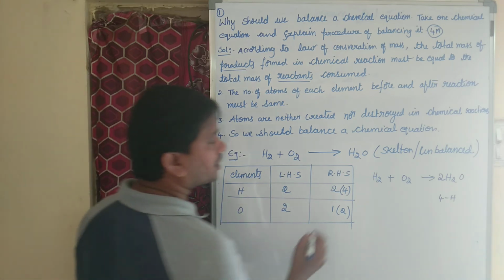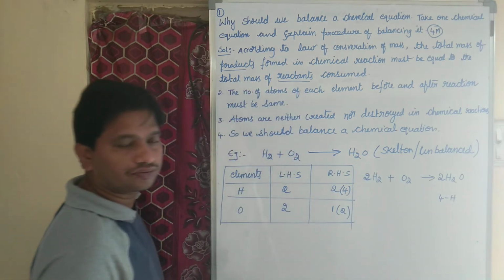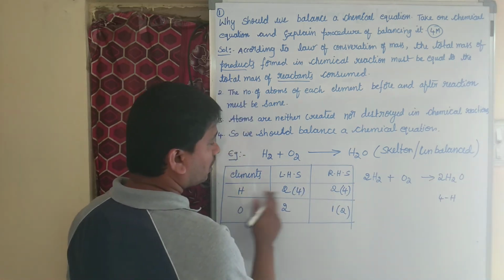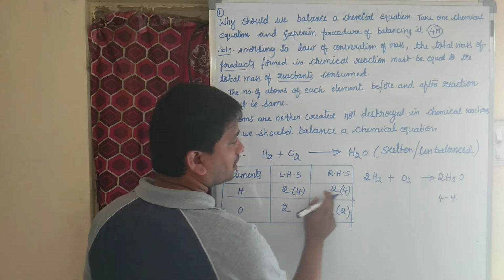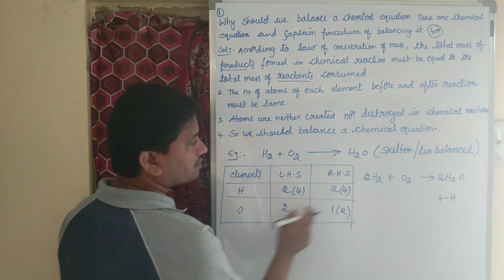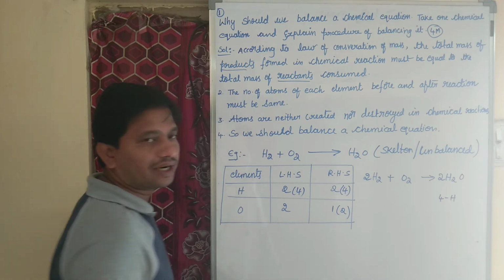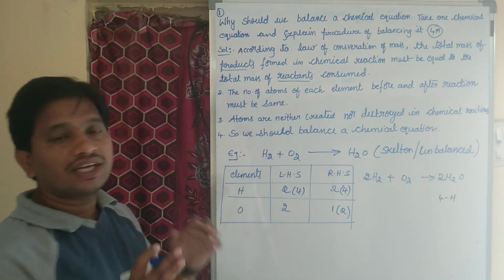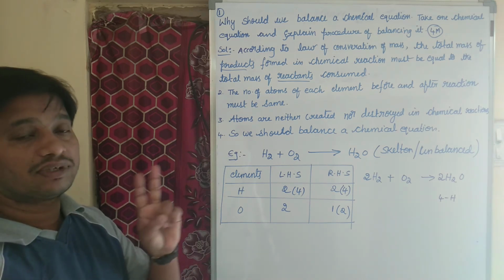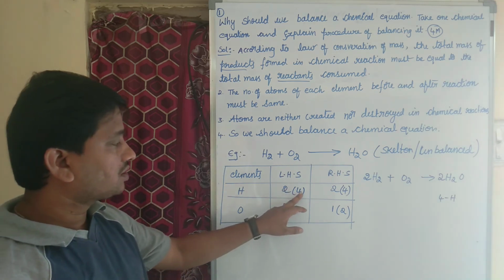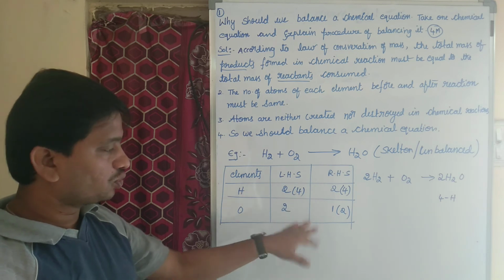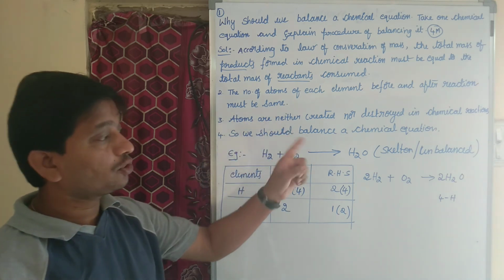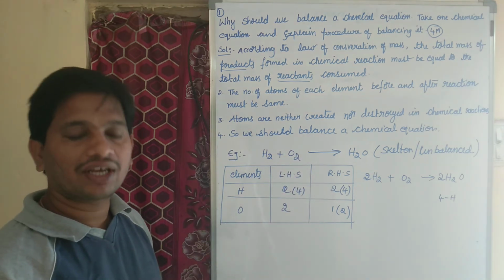So what I must add here? I must add 2 here. Then this will become 2 into 2, 4 hydrogen atoms on the left hand side, 4 hydrogen atoms on the right hand side. 2 oxygen atoms on the left hand side, 2 oxygen atoms on the right hand side. The number of atoms of each element before and after chemical reaction must be the same. Hydrogen atoms 4, 4, oxygen atoms 2, 2. They are the same. And also atoms can neither be created nor destroyed. We cannot create, we cannot destroy.